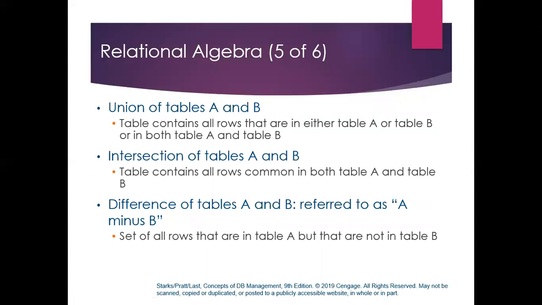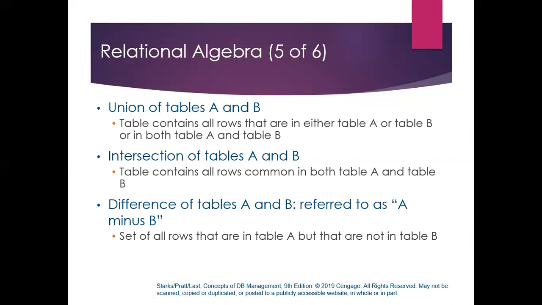The union of two tables, A and B, is a table that contains all rows that are in either table A or B, or in both table A and table B. The intersection of two tables A and B is a table that contains all rows common in both table A and table B.